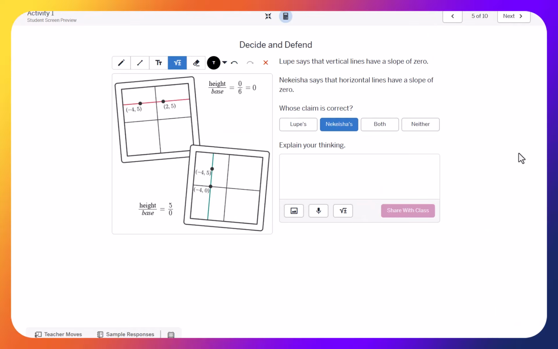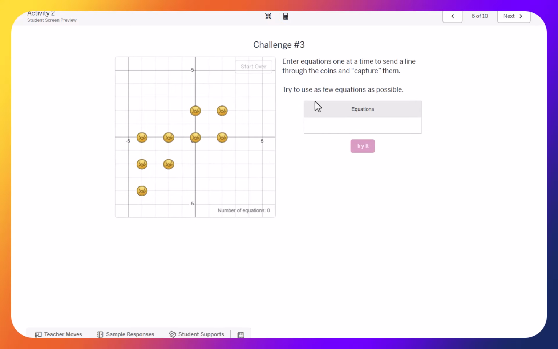All right, let's move back to writing equations for horizontal and vertical lines. So this time, we're going to talk about horizontal lines. This says to enter equations one at a time to send a line through coins and capture them. Try to use as few equations as possible. Well, I'm going to ignore this second direction because I want to make a point about how we write equations for horizontal lines.